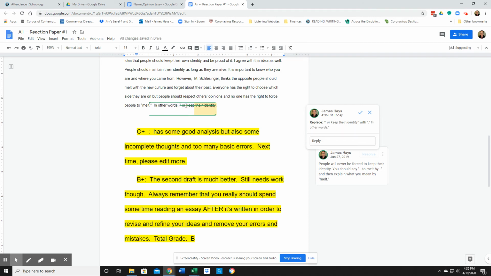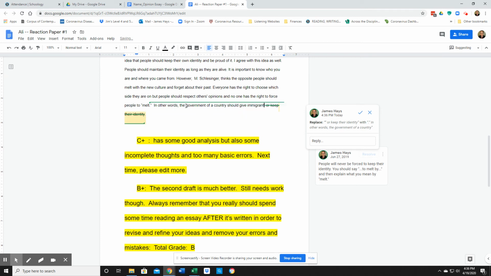In other words, the government of a country should give immigrants, this is explaining it more specifically, which is what academic writing is, should give immigrants the dignity to choose who they will be. It's the same as identity. Okay, so he had to write something. Now I spelled dignity wrong and has a mark there. Okay, so now he's changed it.